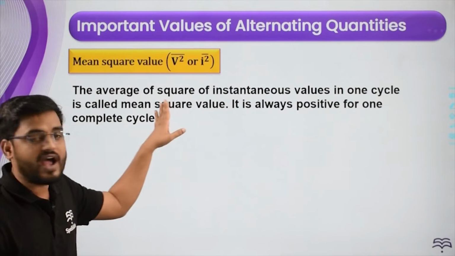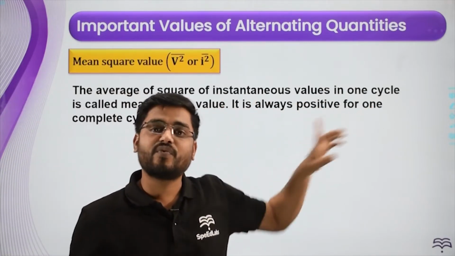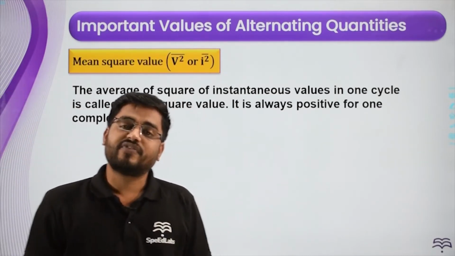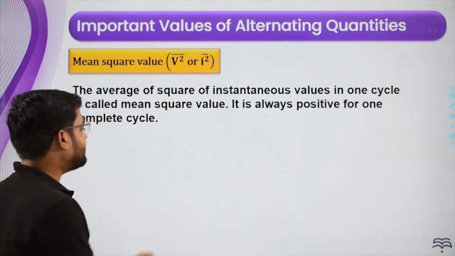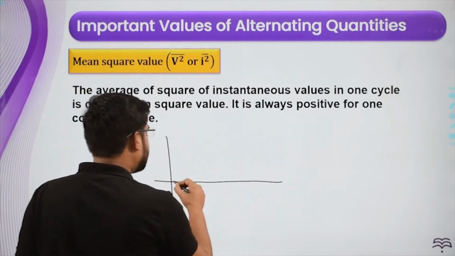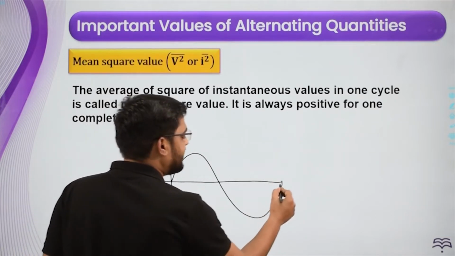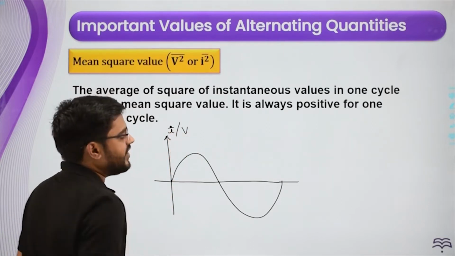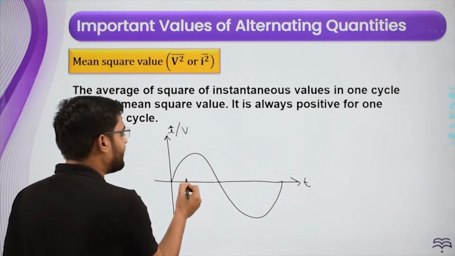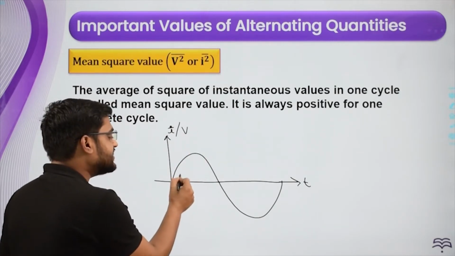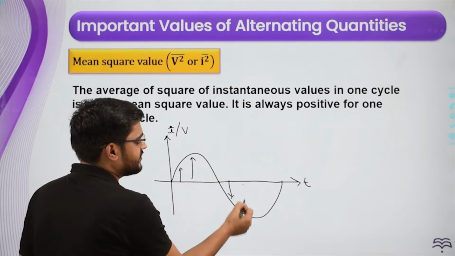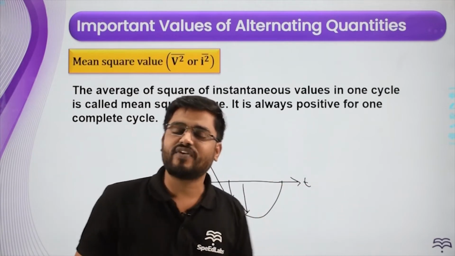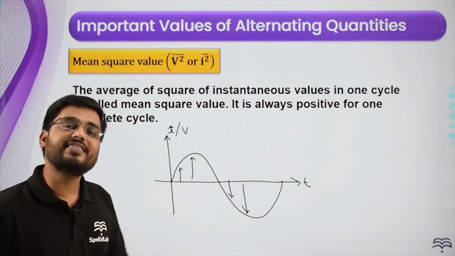The average of squares of instantaneous values in one complete cycle is called the mean square value. It is always going to be positive because first we are squaring all the values. If we make the graph, it is like this. This is a typical sine graph, and here we can have a current or a voltage value, and here we have time. Let's just talk about the current. Current is positive, and current can be negative also. If we find the overall average, there are some positive values and some negative values. But here we are squaring first and then finding the average.